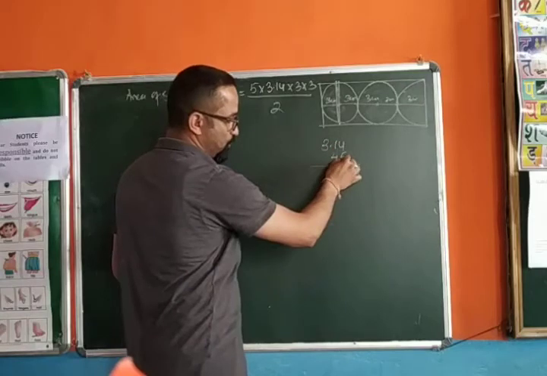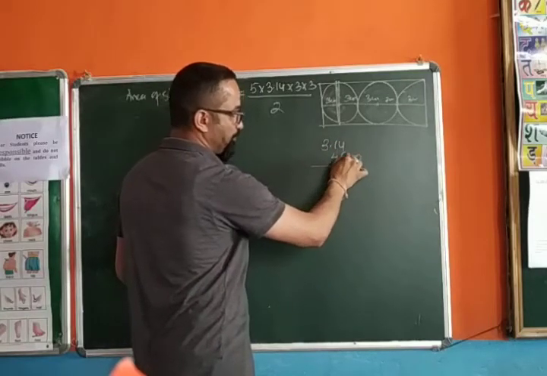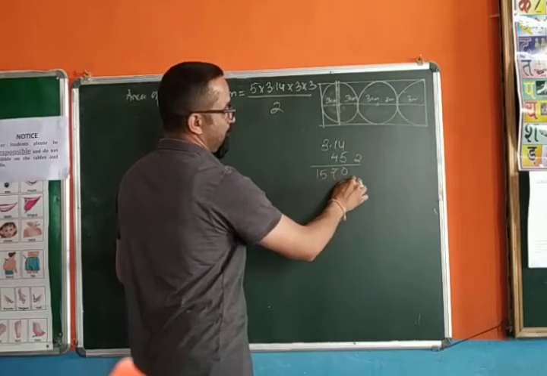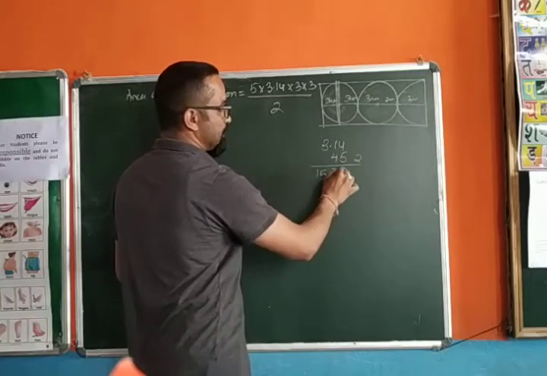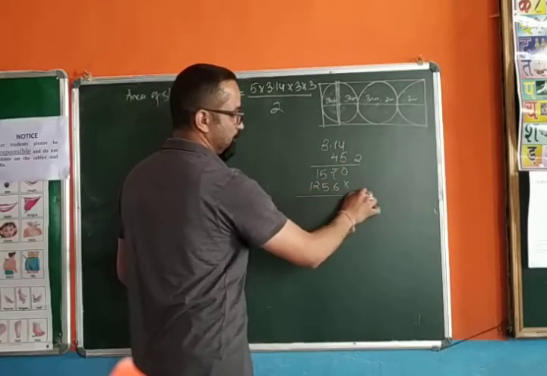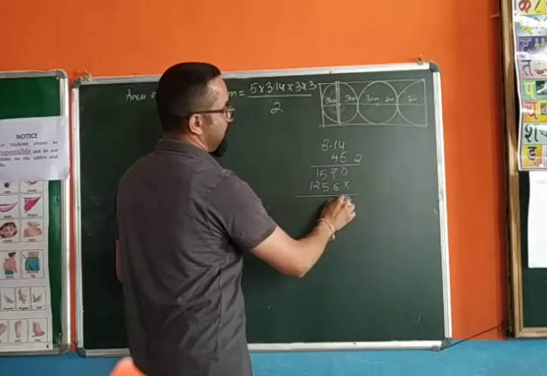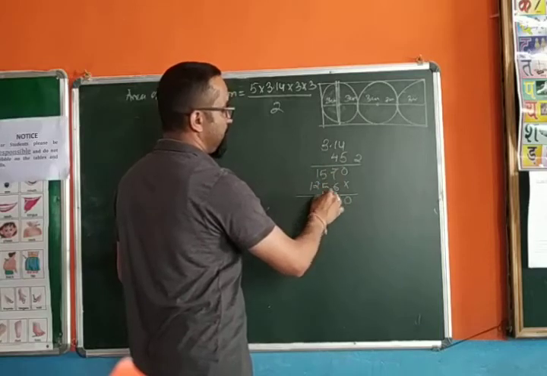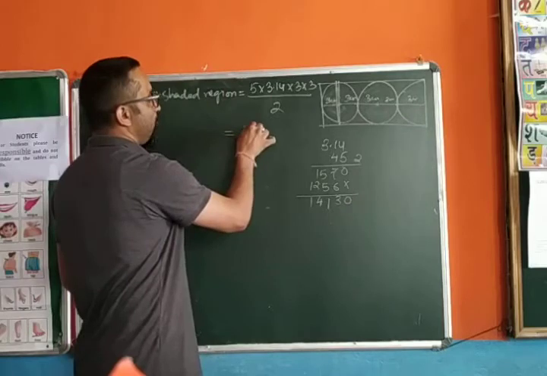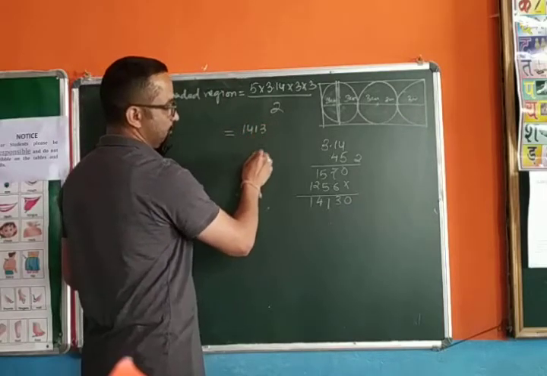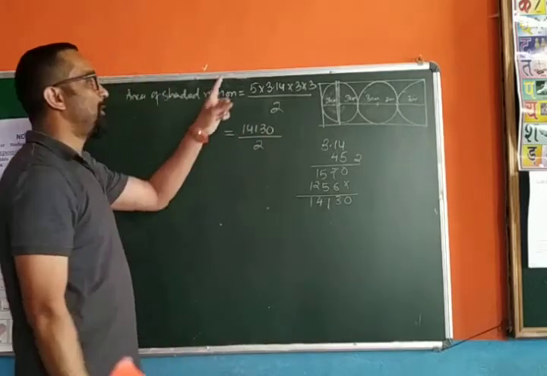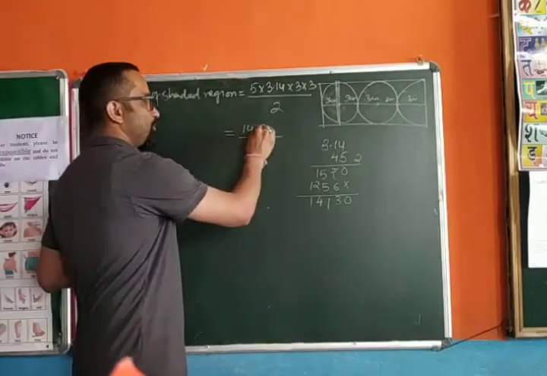5 into 4 is 20, 2 carry. 7. 5 into 3 is 15. 4 into 4 is 16. 5. 4 into 3 is 12. 0, 7 plus 6 is 13. 10, 11. 3, 4, 1. It is 1, 4, 1, 3, 0 divided by 2. 2 places of decimal, so you put the decimal here.